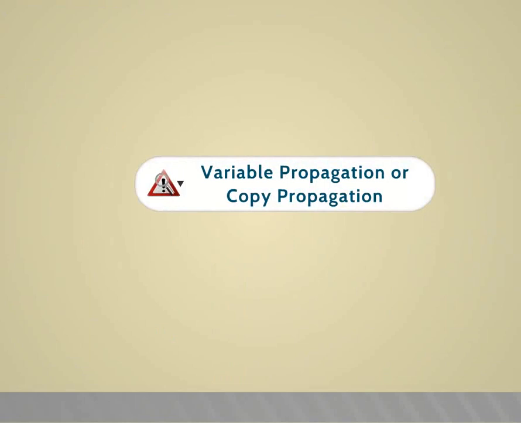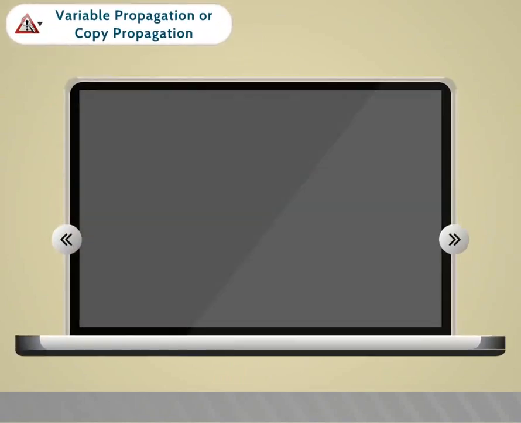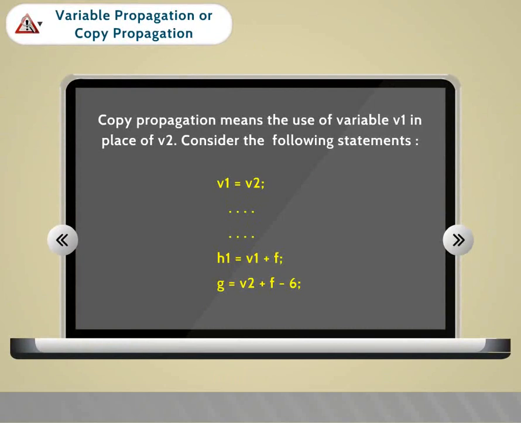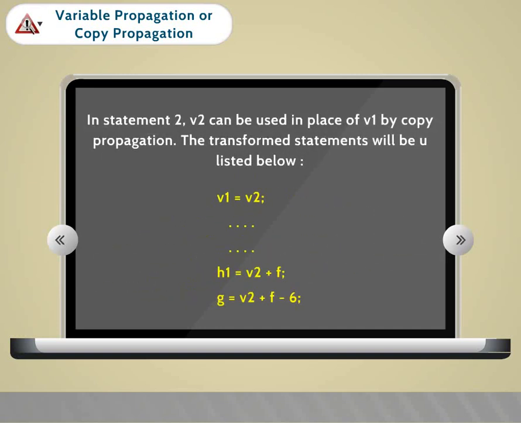Variable propagation or copy propagation. Copy propagation means the use of variable v1 in place of v2. Consider the following statements. v1 is equal to v2, up to h is equal to v1 plus f, g is equal to v2 plus f minus 6. In statement 2, v2 can be used in place of v1 by copy propagation. The transformed statements will be listed below. v1 is equal to v2, up to h is equal to v2 plus f, g is equal to v2 plus f minus 6.